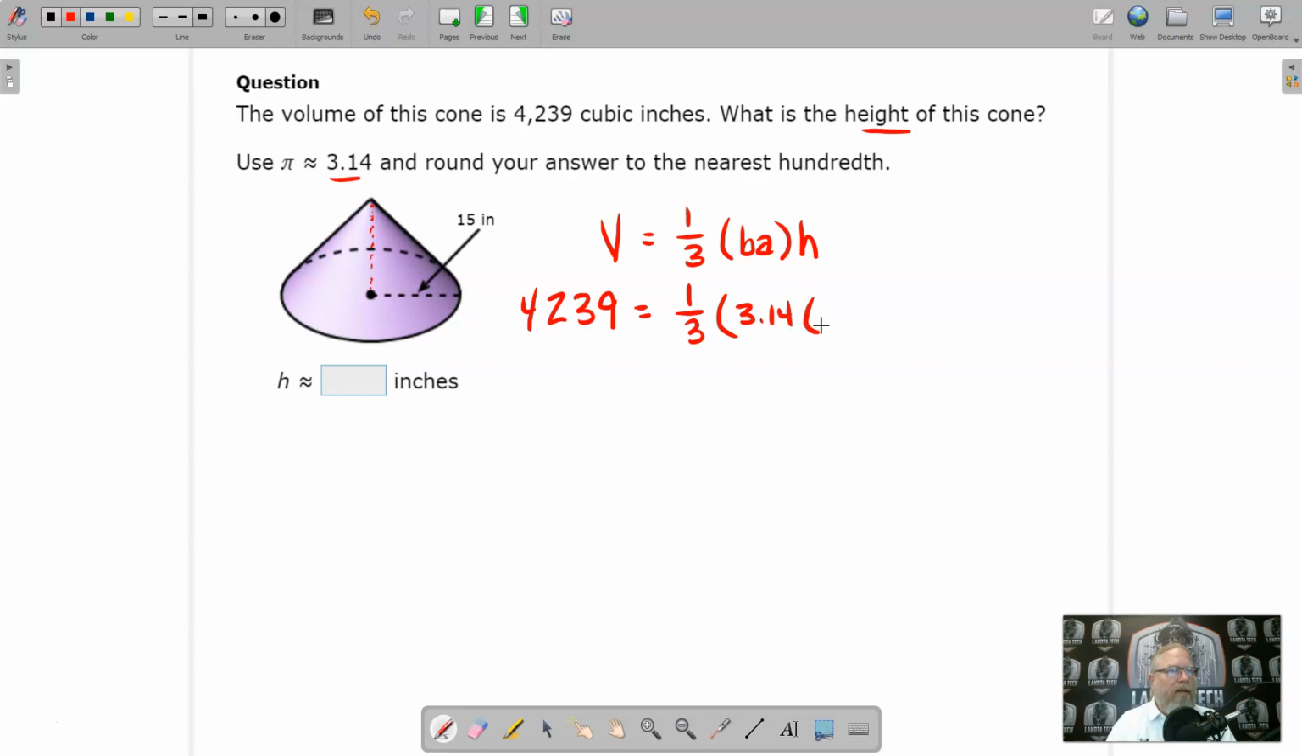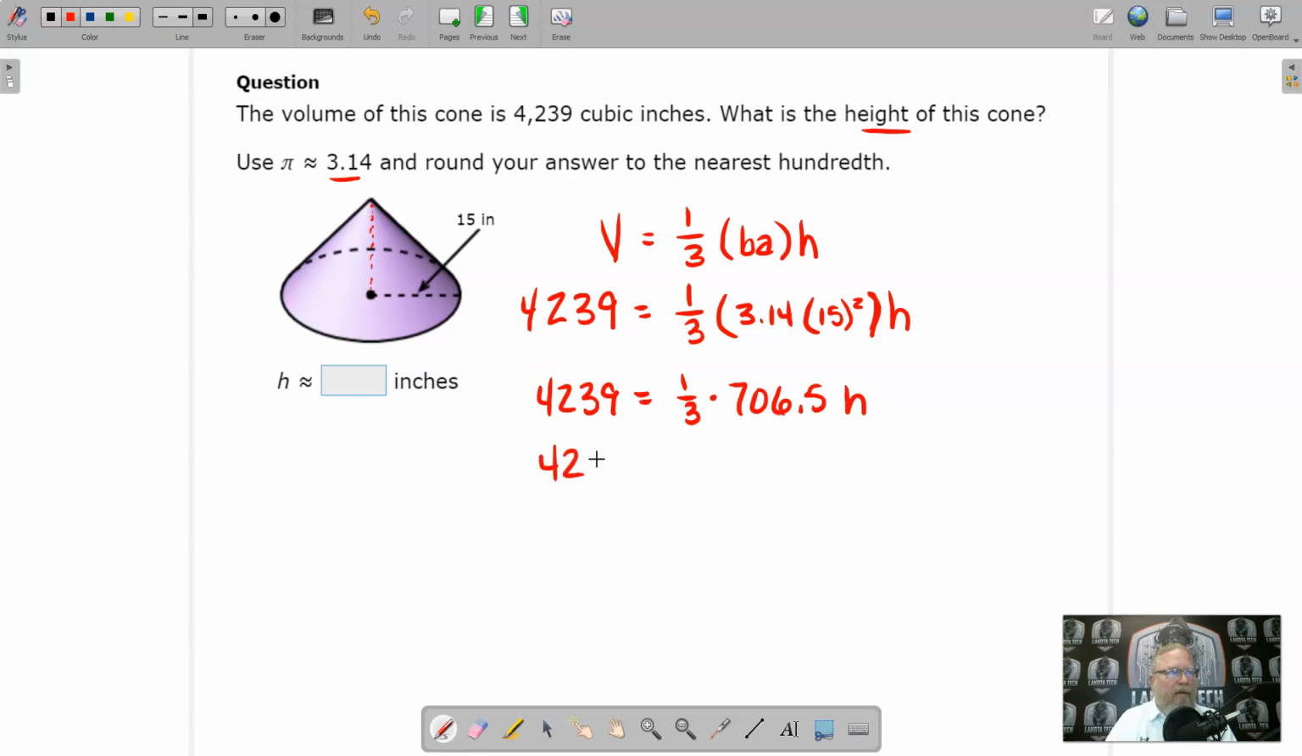3.14 times the radius, which is 15 squared, pi r squared, and times the height. So right here, height is what we need to solve for. So 4239 equals 1/3. Let's do 3.14. We're going to multiply that times 15 squared, and that's going to give us 706.5, and we still have the H.